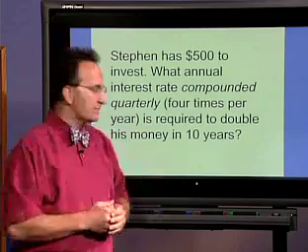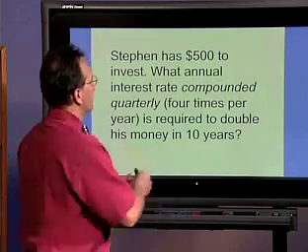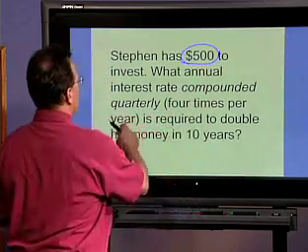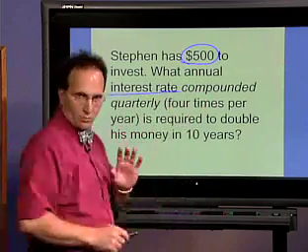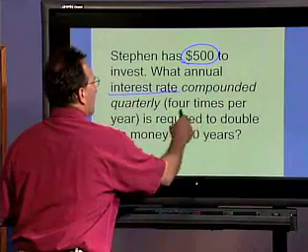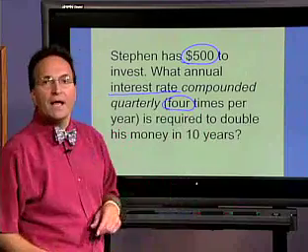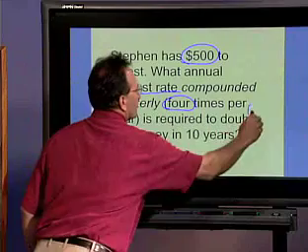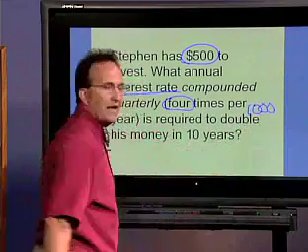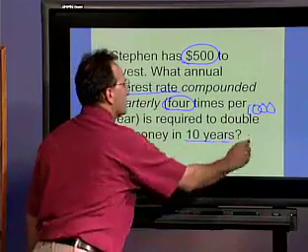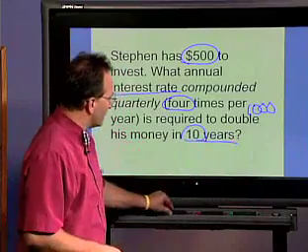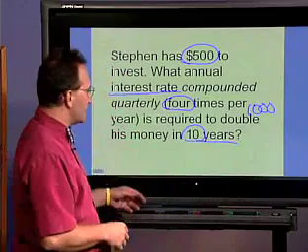The important pieces of information here are he starts with 500. The interest rate is what our unknown is. We know it's compounded 4 times per year, and we want to double his money, which means that we're looking for $1,000, and the length of time is 10 years. Okay, so that's the information we need to carry over, and what it would look like is this.